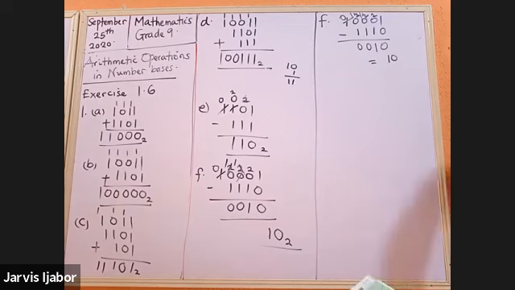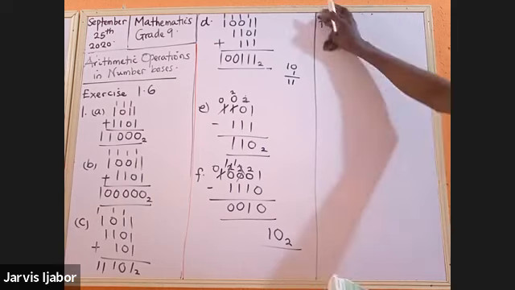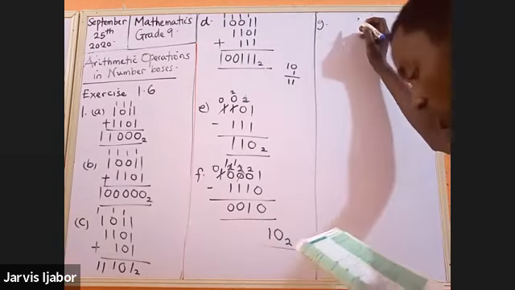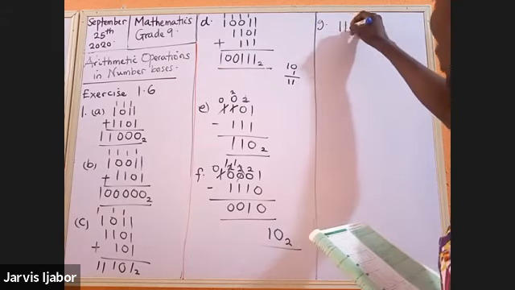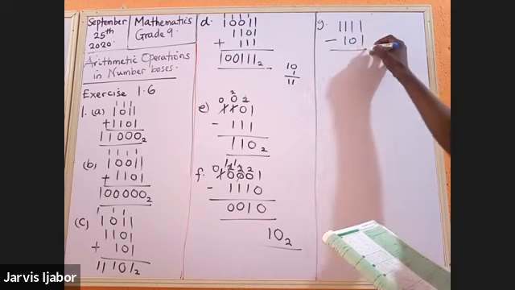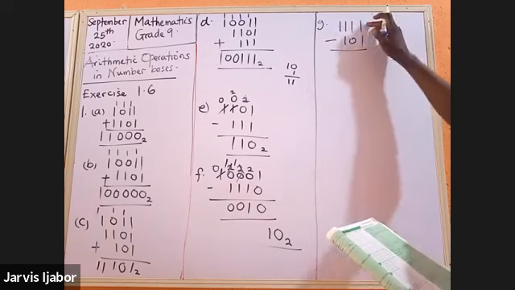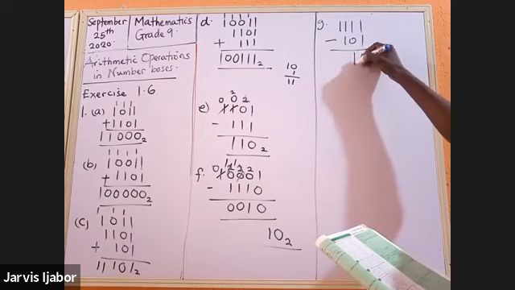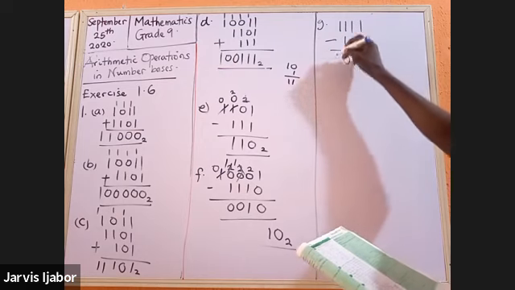Oh, sorry. I think we have done F. So we ought to have been going to G. Sorry about that. G will be 1111 minus 101. This minus this will give you 0. This minus this will give you 1. This minus this will give you 0. This minus this will give you 1.